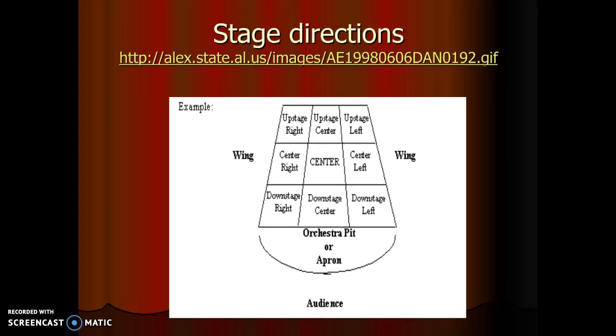So upstage is towards the back wall. Center is in the center. So it's laid out like a tic-tac-toe board: nine areas. Sometimes you would call that center block center. So when you're blocking a show, you might tell your actor, go downstage right, and then they know they're going to walk this way or this way. Of course, there will be furniture around, so you might just tell them, walk over to the couch. But if this is the audience, these are the nine blocks of the stage. That's why it's called blocking, because you have these nine blocks.